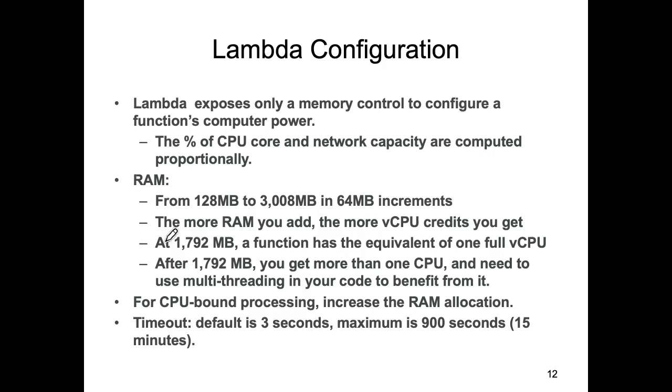And I'm giving you some facts and figures here. The smallest amount of RAM space that you can specify is 128 megabytes, and the largest is 3000 megs, and it jumps up in blocks of 64. The more RAM you add, the more virtual CPU credits are allocated to the micro VM that's instantiated to run your code.